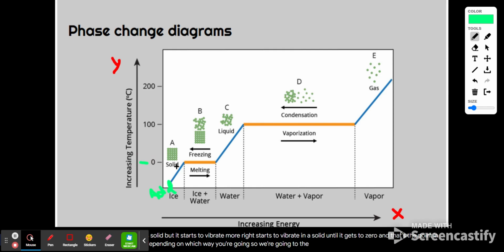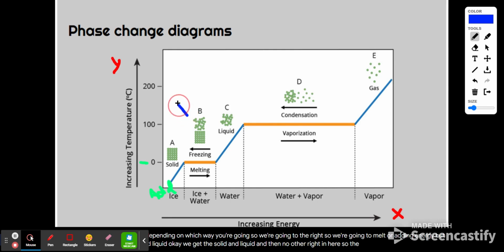So we're going to the right. So we're going to melt. We're adding energy. But we get a combination of solid and liquid, okay? We get the solid and liquid, right in here.